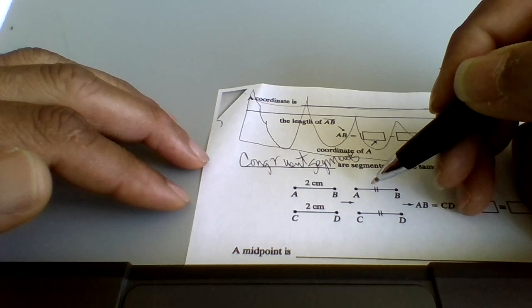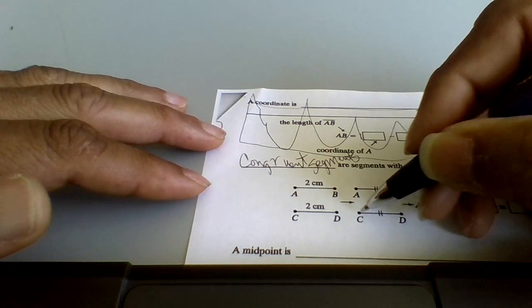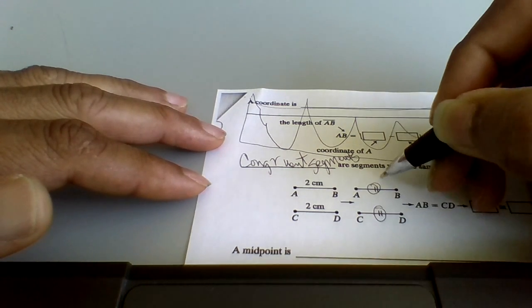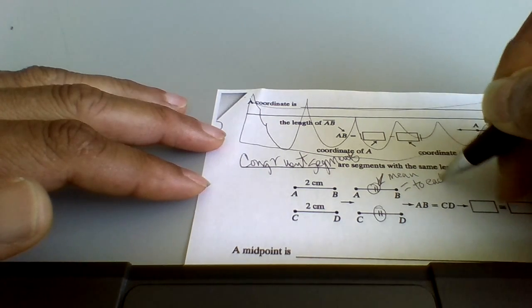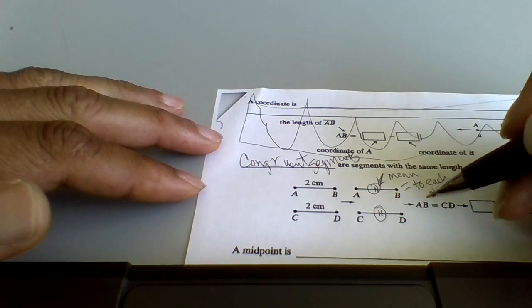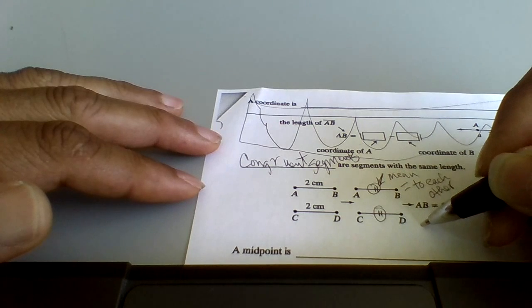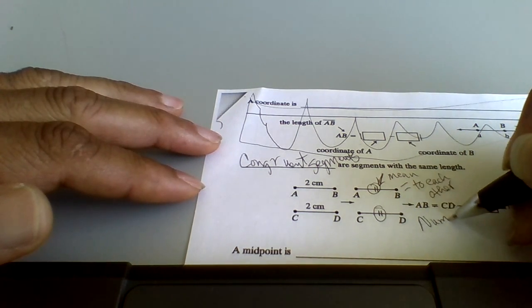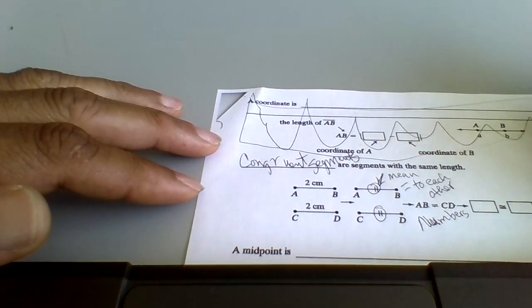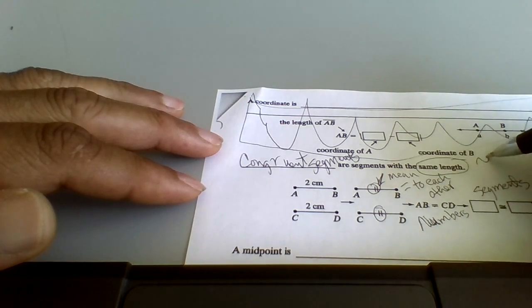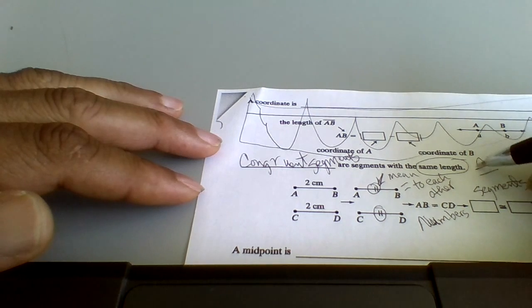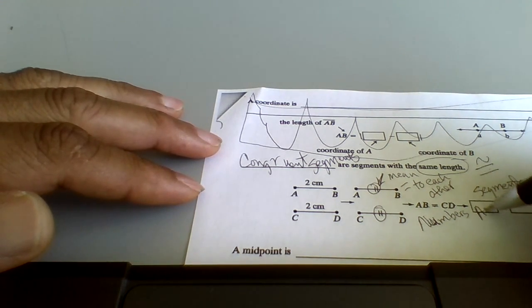So, for example, in this problem, we know that line segment AB and line segment CD are equal to one another because of these tick marks. They mean equal to each other. And here AB is equal to CD. That means you're going to use an equal sign with numbers. But if you're talking about segments, then you're going to use a congruent sign. And that's what this means. Same length means congruent. So it's an equal sign with a squiggly line over it. So in this problem, line segment AB is congruent to line segment CD.